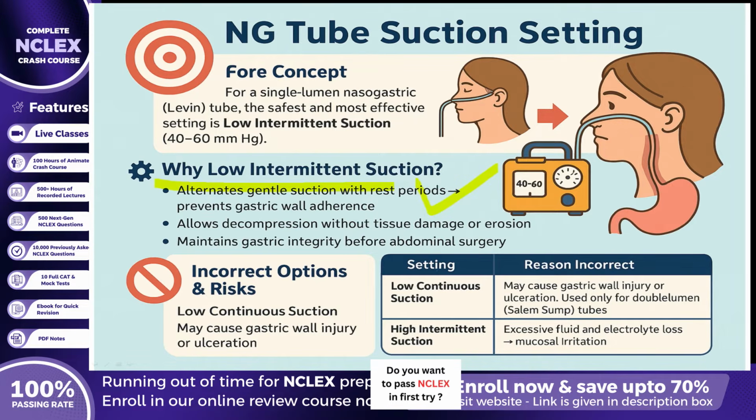while preventing tissue damage. On the other hand, Option 2, low continuous suction, should never be used with a single lumen tube. Continuous suction may cause the tube tip to adhere to the gastric wall, leading to ischemia, bleeding, or even ulceration. This setting is appropriate only for double lumen or vented tubes, such as the Salem sump, which contains an air vent that equalizes internal pressure.